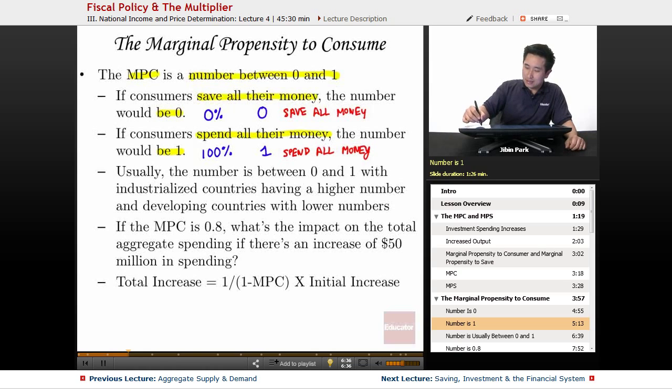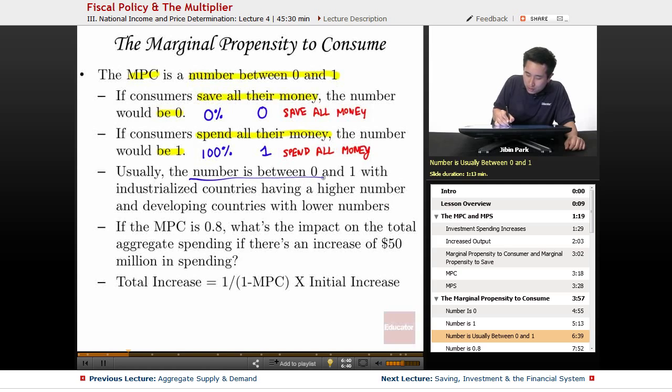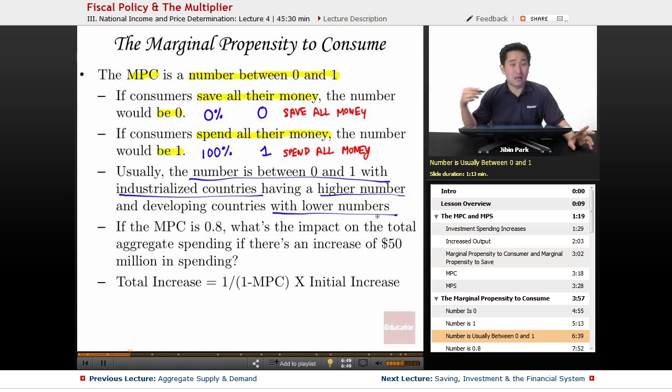The reality is that usually the number is between 0 to 1, with industrialized countries having a higher number and developing countries with lower numbers. Now, this might seem a little bit counterintuitive, but the idea is that when you're dealing with small sums of money in less developed countries, there may be more pressure to save more of that. So they're gonna save more. And in industrialized countries, when you're dealing with larger sums of money, then they're going to spend more because they have expectations of getting more money. So the MPC might be a little bit higher in industrialized countries than in more developing countries.